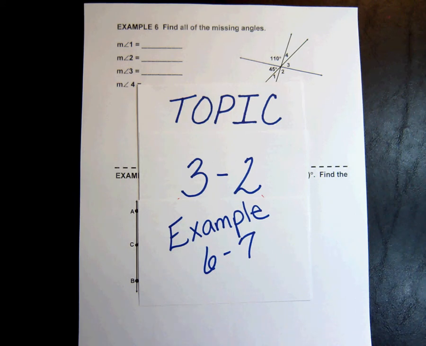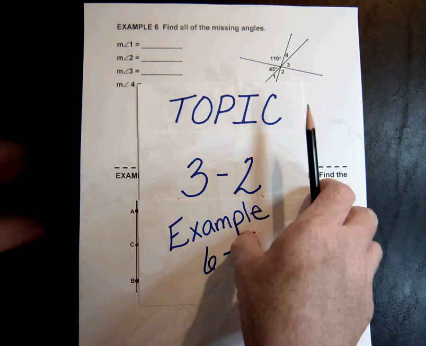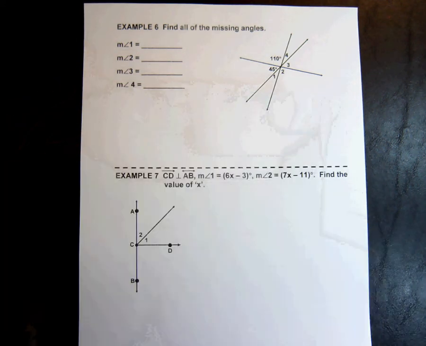Two more examples from topic 3-2, examples 6 and 7. Okay, this one's kind of like a puzzle. You look at what you do know, and then you work out the other things by knowing some of the definitions of linear pairs and different things like that.